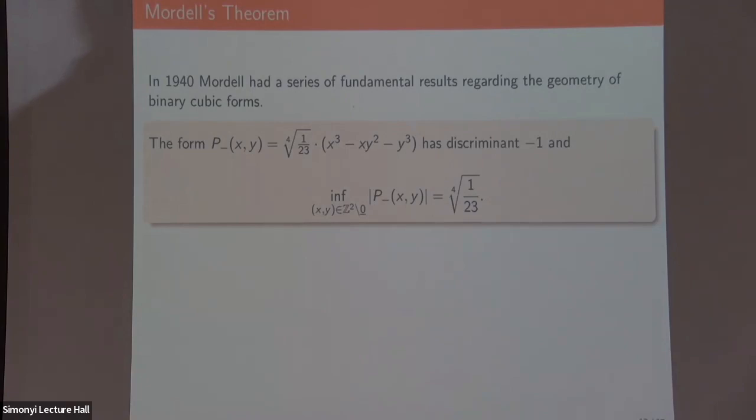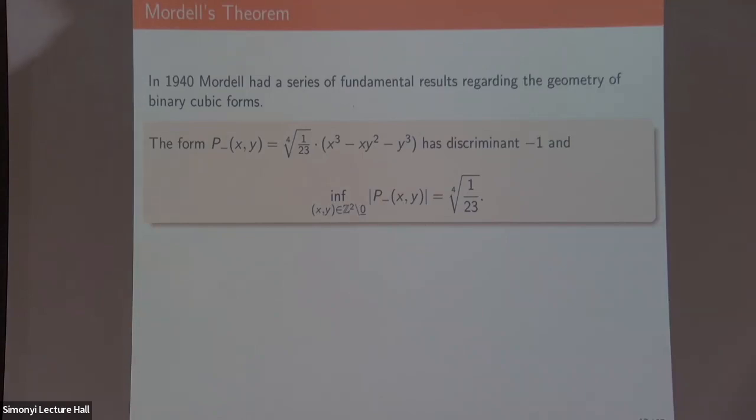So this form, x cubed minus xy squared minus y cubed, is an integer form. Again, it does not represent 0, it represents 1, so we know that its infimum is 1. I have normalized this form just so that it has a unit discriminant, and what we have is that the infimum is this number, 4th root of 1 over 23.